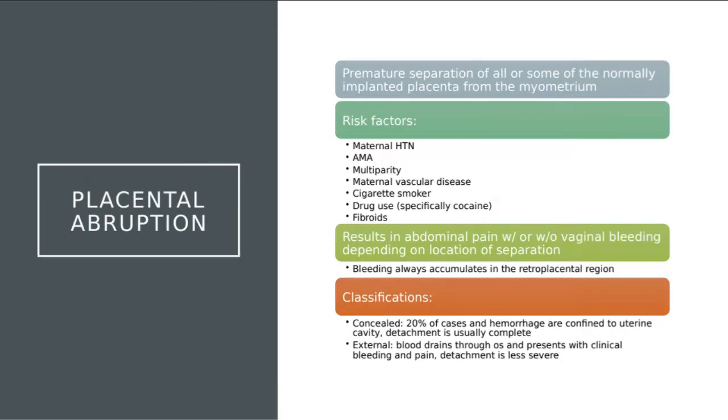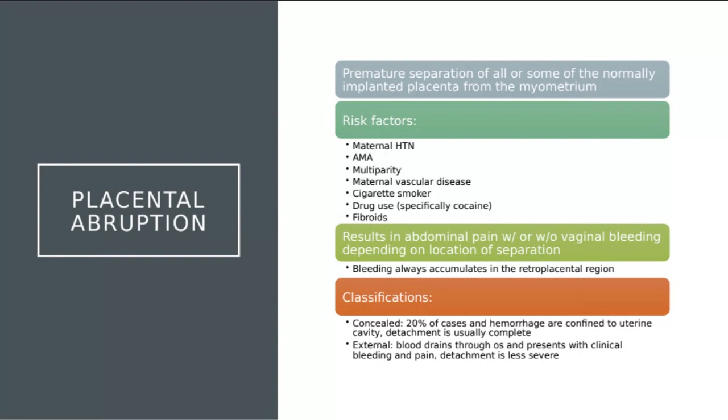Okay, moving into placental abruption. This is when we actually have a placenta that separates or detaches from the myometrium. This is very, very concerning. This is something that needs immediate medical attention, and this is something that can oftentimes be hard to diagnose.